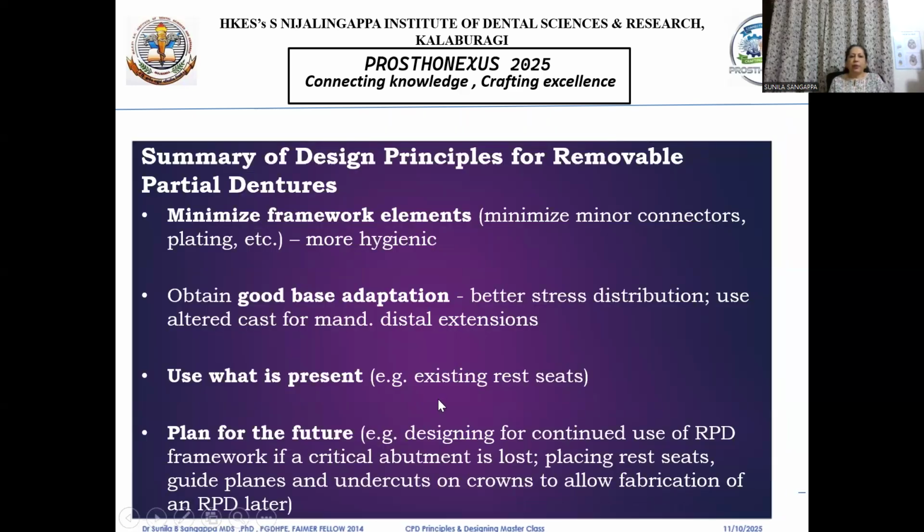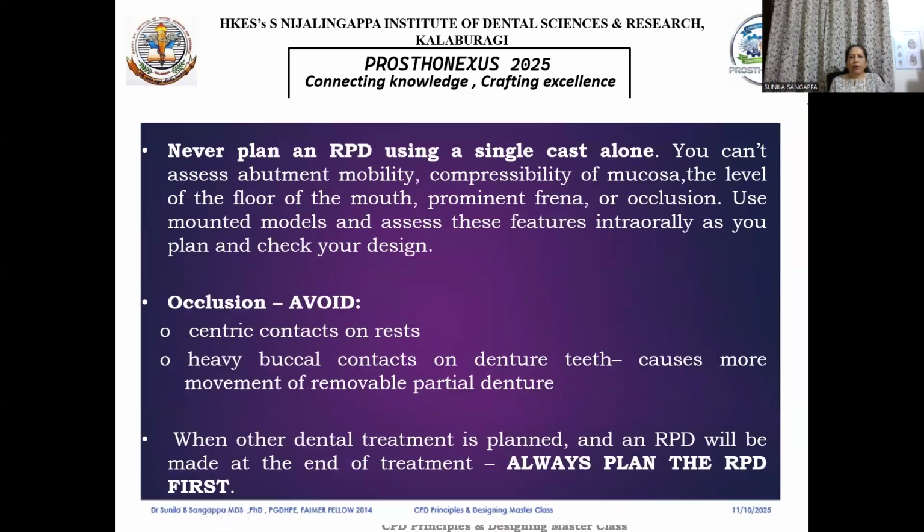So finally, we have come to the end of the session. Let's summarize our design principles. Always minimize the framework elements that you're considering and make it more hygienic and self-cleansable. Obtain good base adaptation. Use what is already present. Plan for the future. And never plan an RPD using a single cast. Avoid occlusion with centric contacts on the rest and heavy buccal contacts on the denture teeth. Last but not the least, when other dental treatment is planned and an RPD will be made at the end of the treatment, always plan the RPD first.